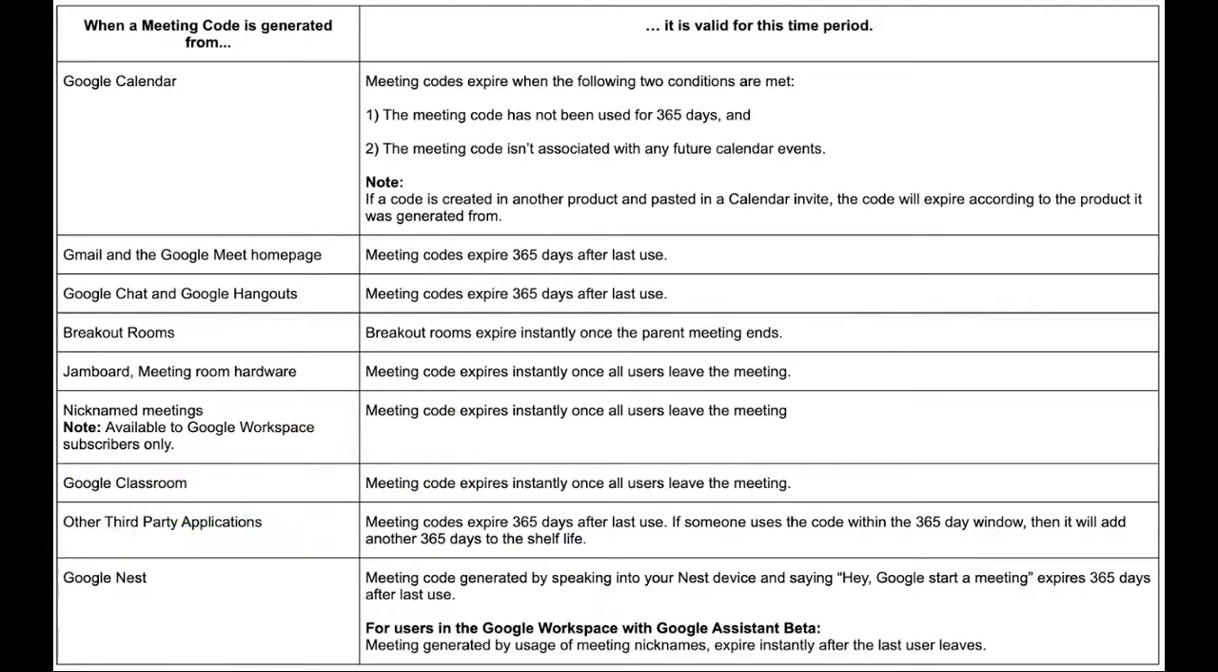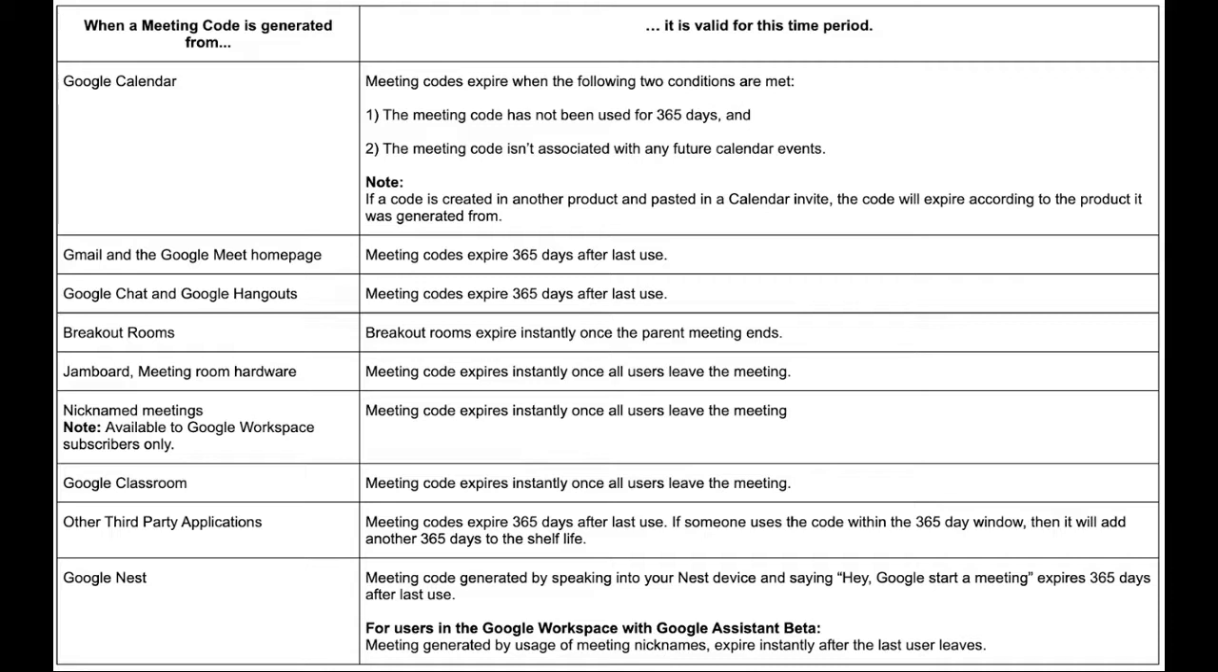So Google just put out this handy chart of when Google Meets expire. And you can see a lot of Google Meets last for 365 days after their last use. Those are the type of Google Meets we want to avoid starting at Shen, because it allows our students to go back into them when we're not in the Google Meet and converse without teacher supervision.